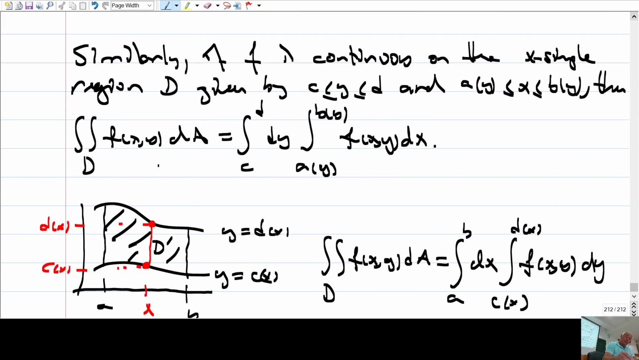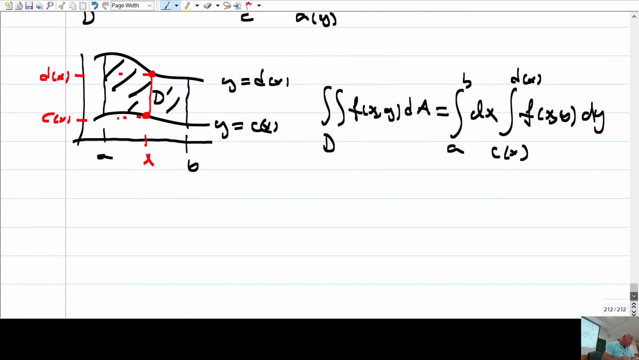In the other case, we do it the other way around. First the integral with respect to x. The expression we get will be a function of y. Then we integrate it with respect to y. Right? In this case, we first integrate with respect to x. You get a function of y and then you just integrate that function of y from y equals c to y equals d.